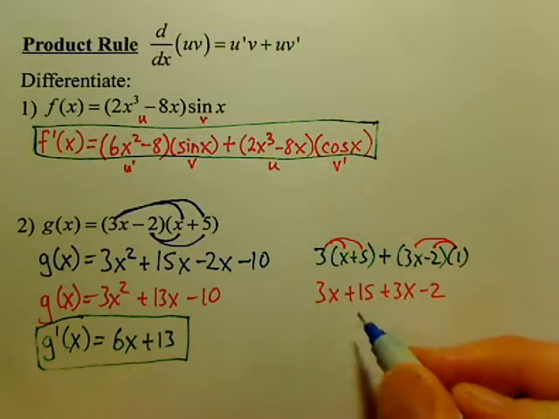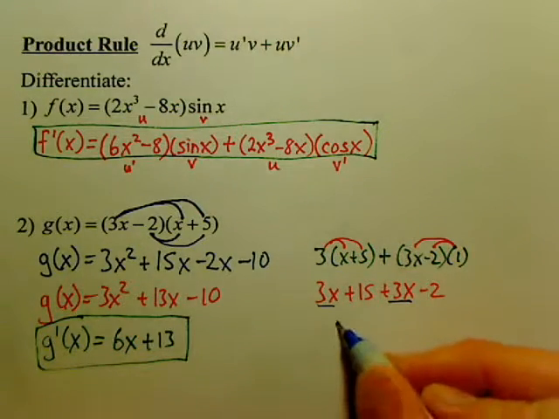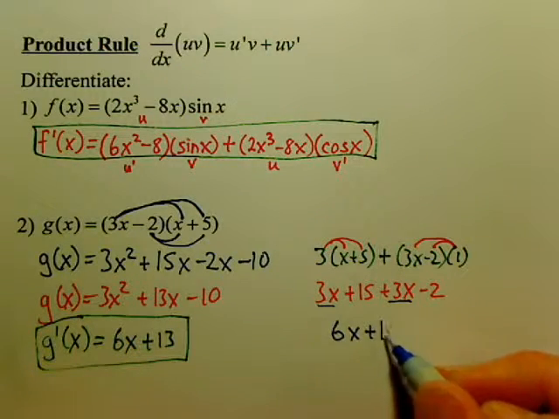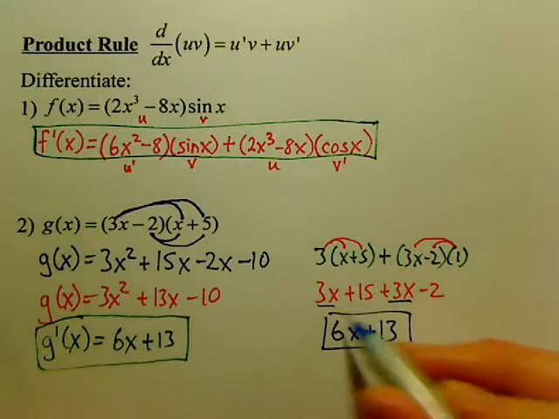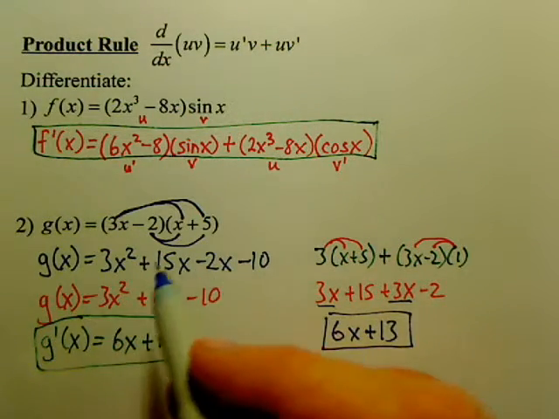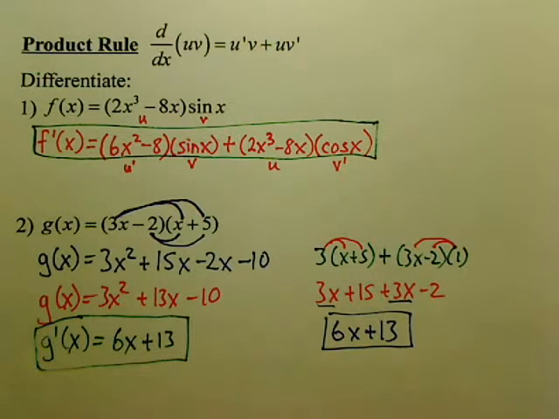What do you notice here? What's 3x plus 3x? 6x. What's 15 minus 2? Plus 13. Same answer. So could I product rule, or could I FOIL and then just do a simple derivative?